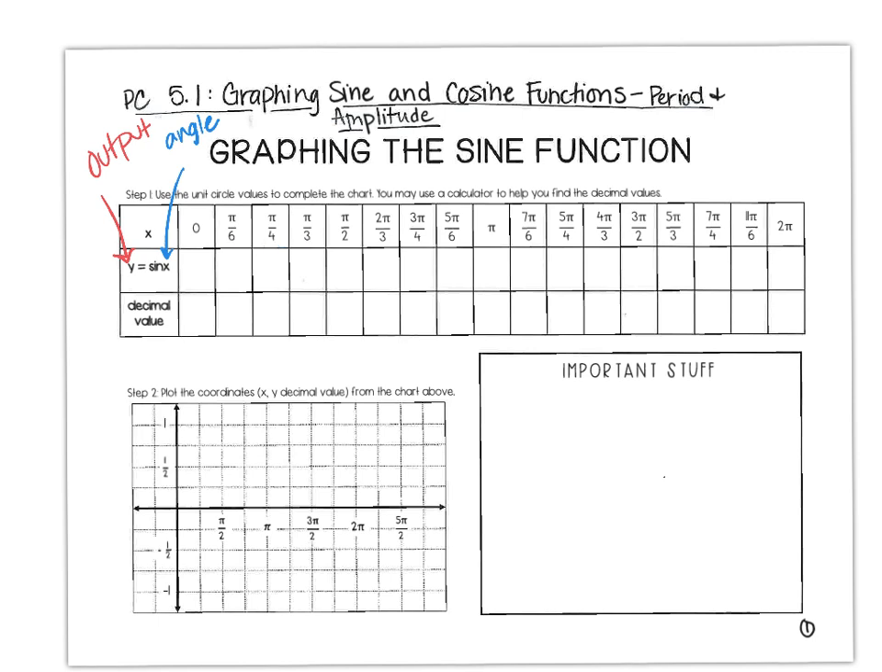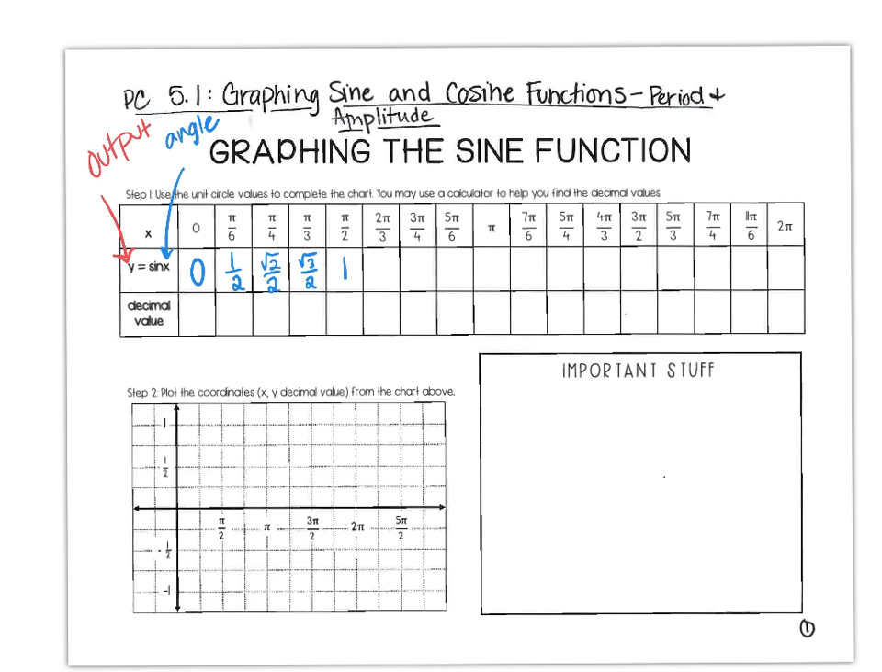So sine of 0 is 0. Sine of pi over 6 is 1/2. Sine of pi over 4 is root 2 over 2. Sine of pi over 3, or 60 degrees, is root 3 over 2. And then sine of pi over 2, when we get up to 90, is 1.